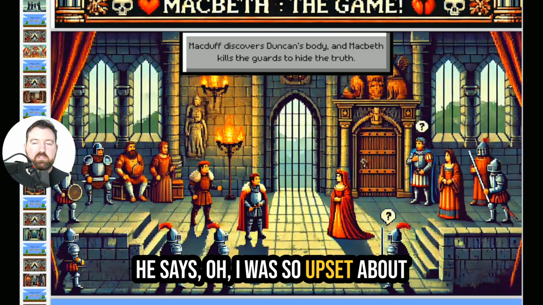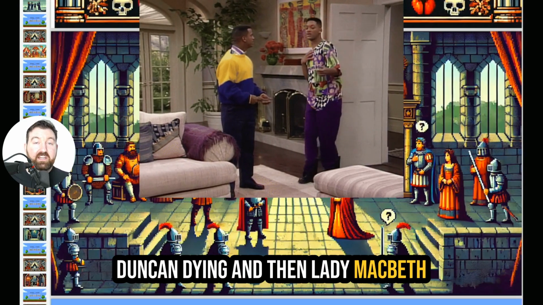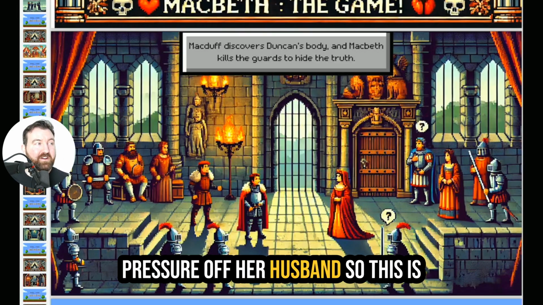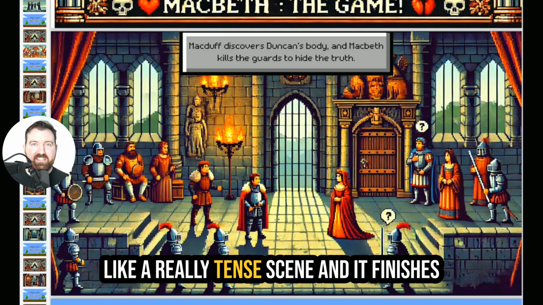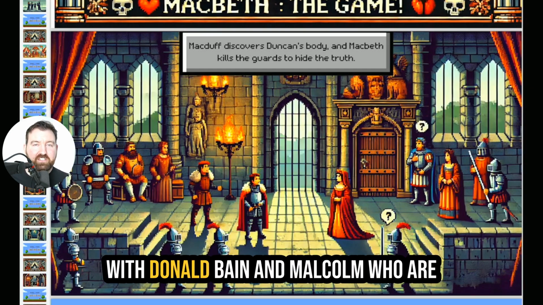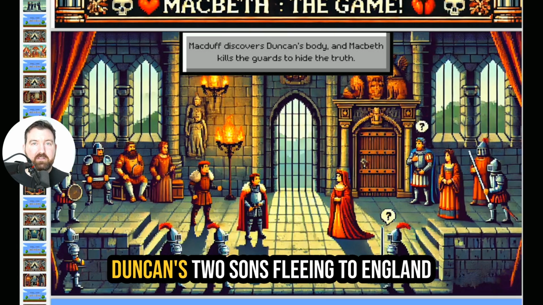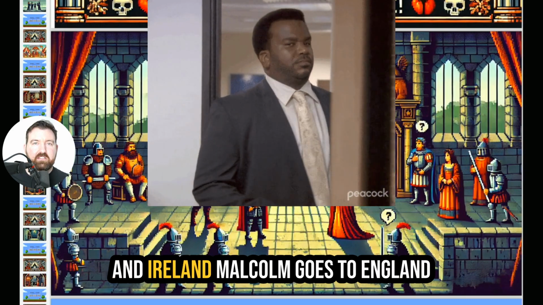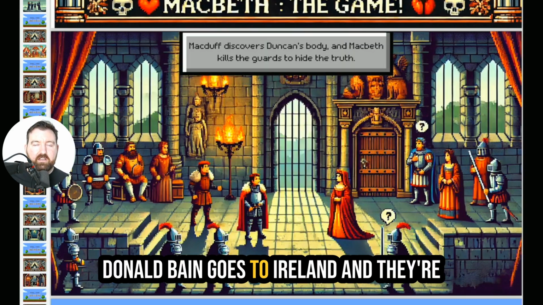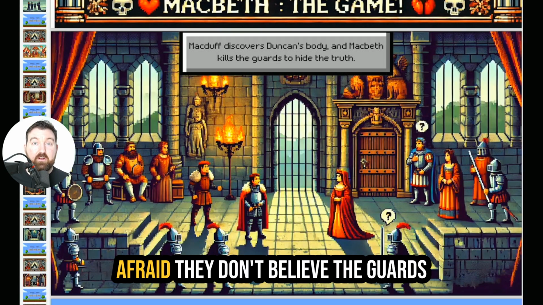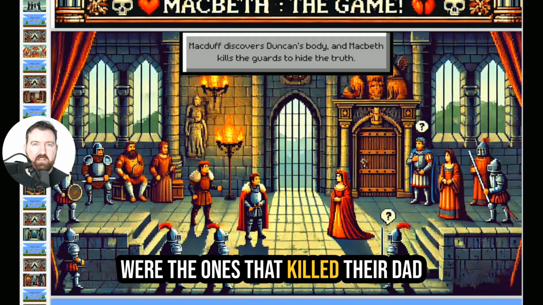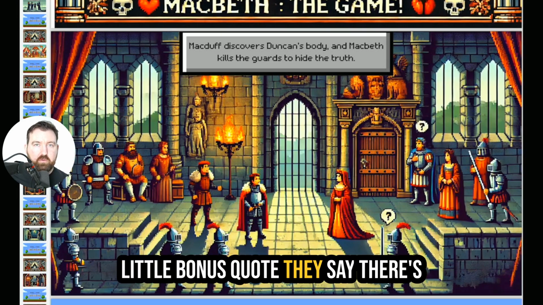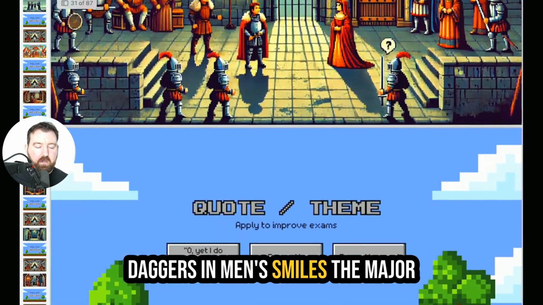He says, "Oh, I was so upset about Duncan dying." And then Lady Macbeth actually feigns to try to take the pressure off her husband. So this is a really tense scene, and it finishes with Donalbain and Malcolm, who are Duncan's two sons, fleeing to England and Ireland. Malcolm goes to England, Donalbain goes to Ireland, and they're afraid. They don't believe the guards were the ones that killed their dad, but they don't know what happened. Little bonus quote, they say there's daggers in men's smiles.